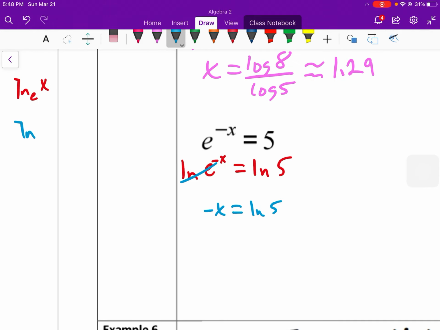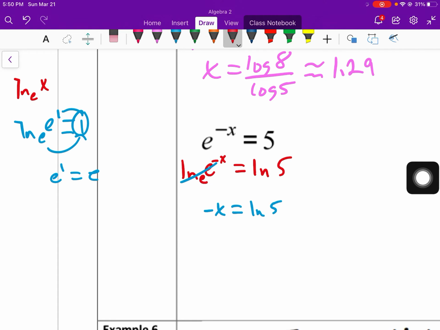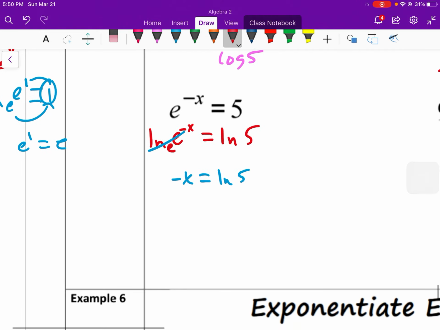If we have the natural log of e to the e, that'll equal 1, because e to the first equals e. So it equals 1 right there. This simplifies to 1 because it's a common base of e. All right, and then one more step.